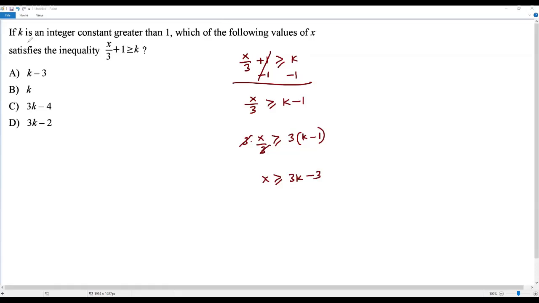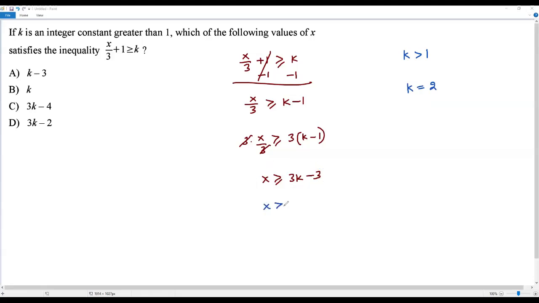Now let me consider the information we have over here. k is an integer constant greater than 1. So k is an integer and also it has to be greater than 1. So now let's consider a random value for k which satisfies the condition given in the question. It has to be an integer and also greater than 1. So we can take 2 as a value of k. 2 is an integer and also it is greater than 1. Now I have to plug in k = 2 into the result of the given inequality.